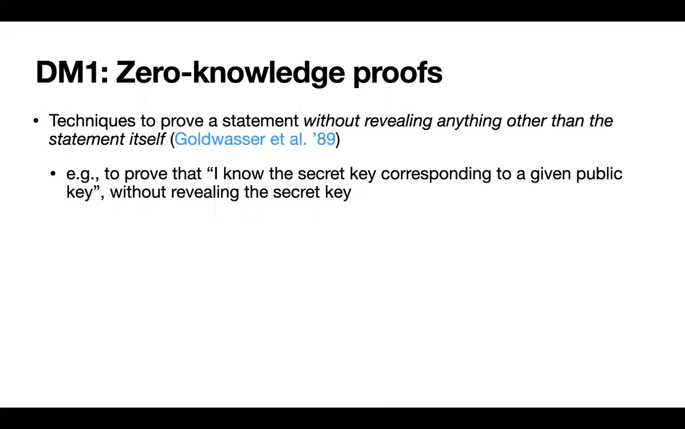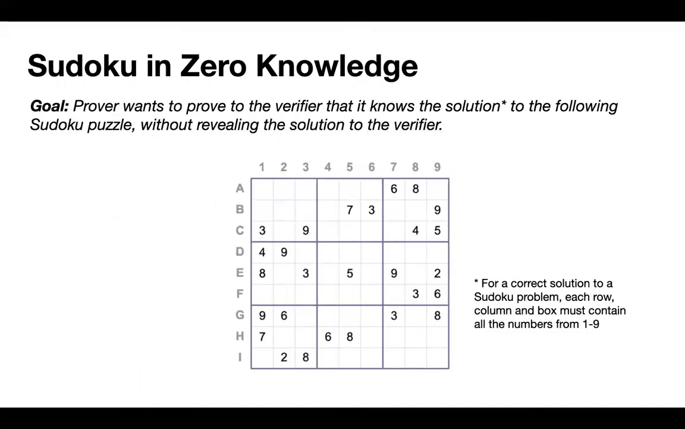And in order to drive this point across, I'll actually do a zero knowledge proof right now. So I have this Sudoku example, and I am the prover and you all are the verifiers, and I want to prove that I know the solution to this Sudoku puzzle without telling you the solution itself, right? So you need to be convinced that I know the solution, but you cannot know the solution, right?